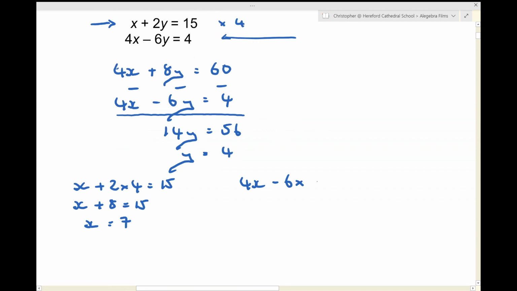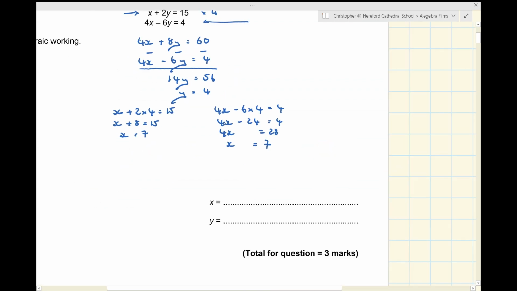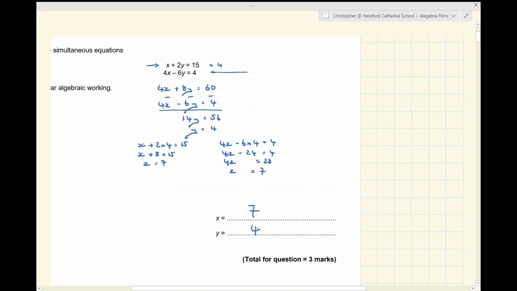Now let's do the same with this second equation, 4x minus 6y. So that's minus 6 times 4, because I think y is 4. And now we'll solve this equation and see if we also get x is 7. Add 24 to both sides, divide by 4. Look at that, x is 7. So my answers are that x is 7 and y is 4.